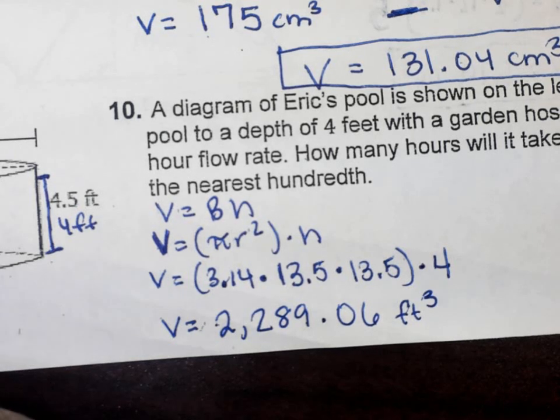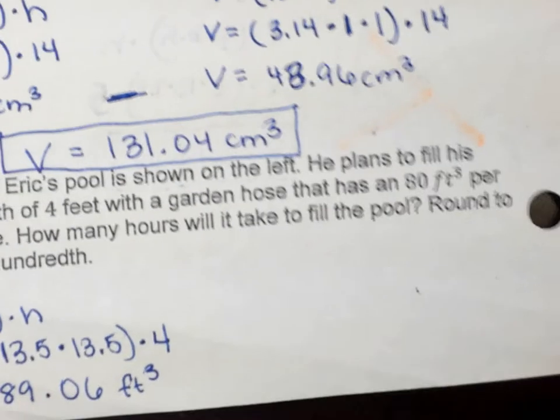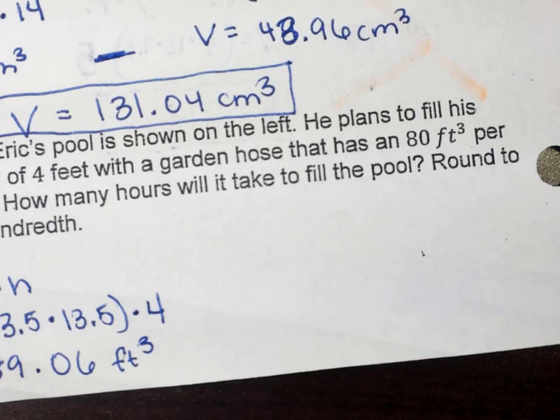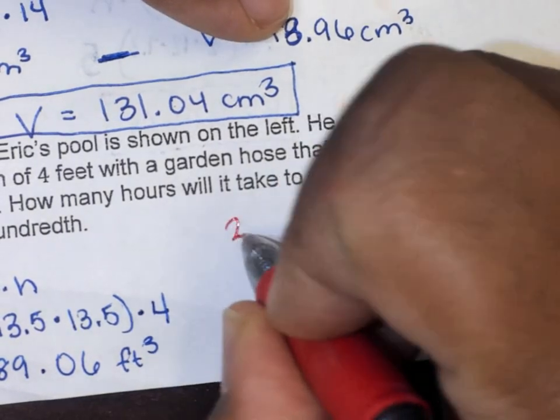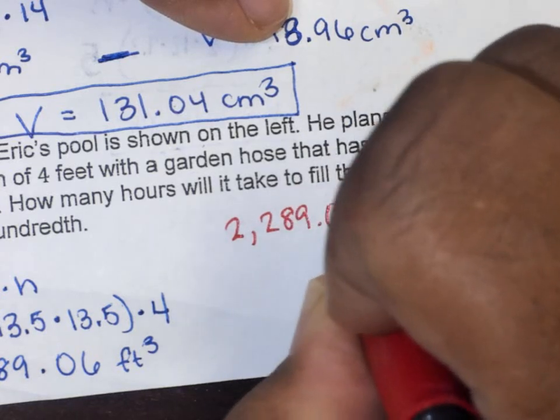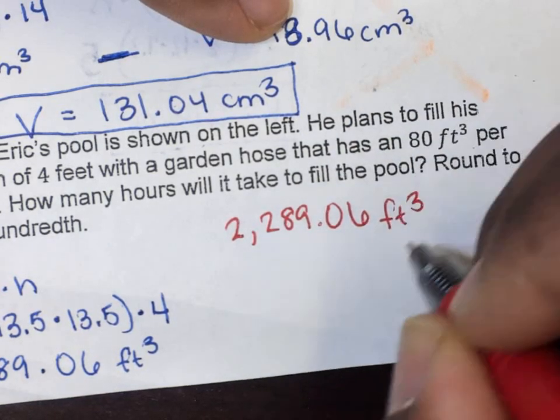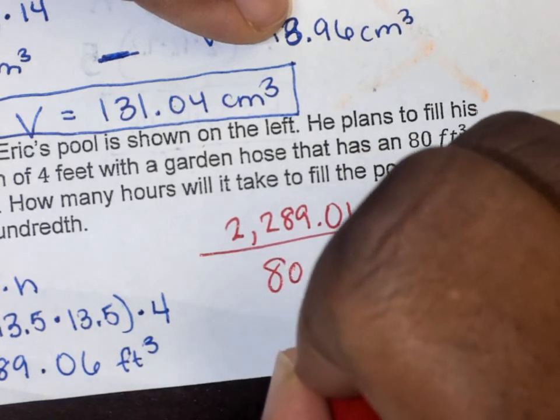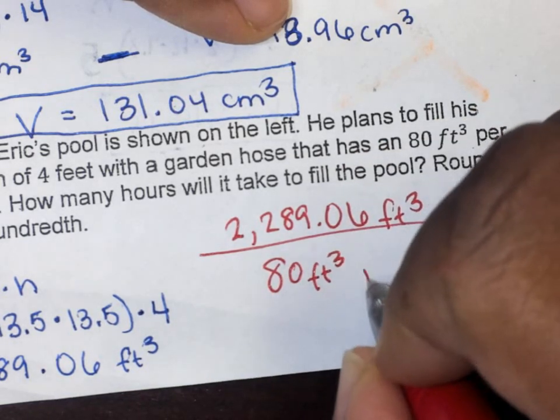So that's what y'all should see in the calculator. If you calculate, that's the amount of water that's going to be in the pool. That is not my question. The question asked how many hours it's going to take to fill up this pool if they're using the garden hose and 80 cubic feet of water comes out of that hose every hour. Y'all should know what to do. Yeah, divide by 80. I'm going to write the situation out for you, though. 2,289.06 feet cubed divided by 80 feet cubed per hour.